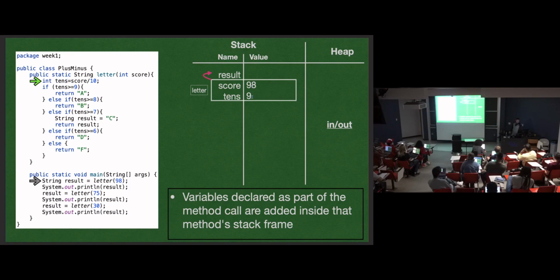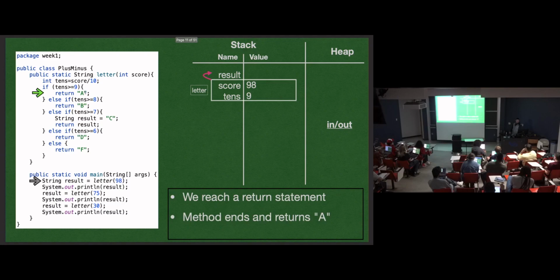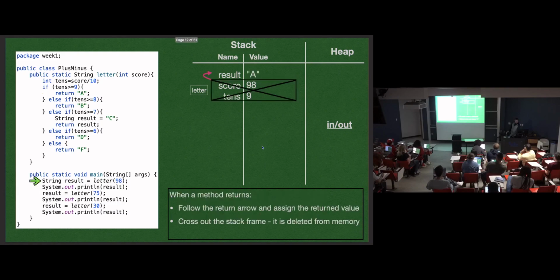So we got 9 in the tens variable. We're going to run the rest of the code. If tens is greater than or equal to 9, that's true. Return A. And once we hit a return statement, the method's over. It doesn't matter if there's 100 lines of code after this conditional. We hit a return statement, method's over, we're returning A. That's it. Stack frame's done, method call's done. We found what we're returning, everything shuts down. So we return A into result. Follow the return arrow, cross out the stack frame.